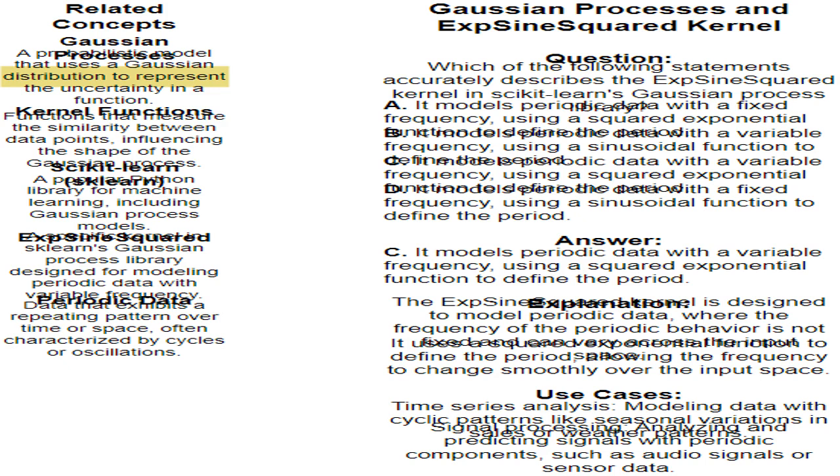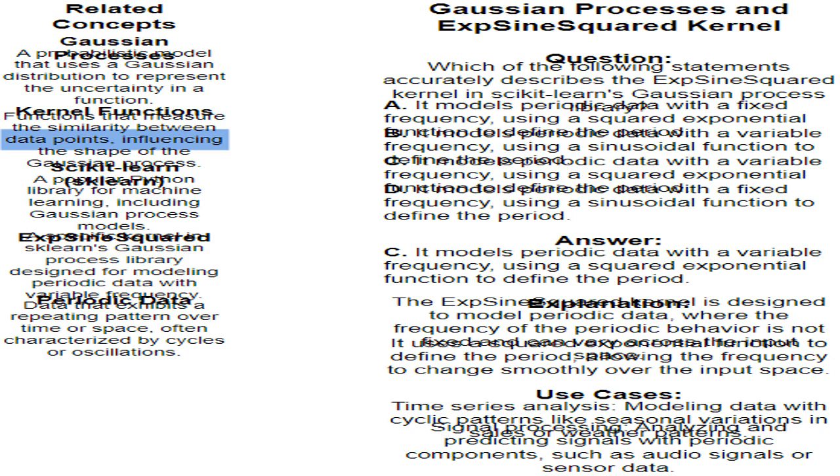Kernels. Functions that measure the similarity between data points, influencing the shape of the Gaussian process. Think of a set of points scattered on a graph. A kernel function would measure how close two points are to each other.